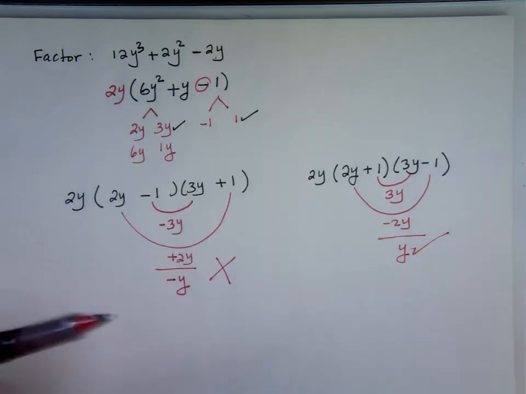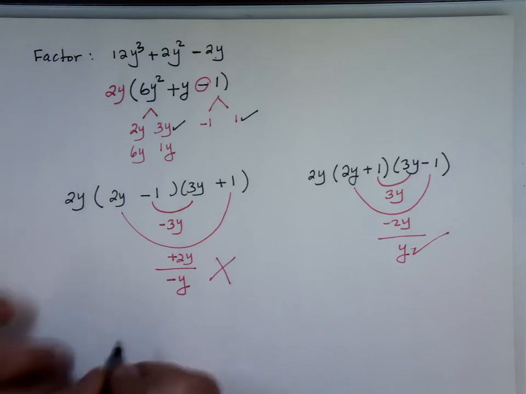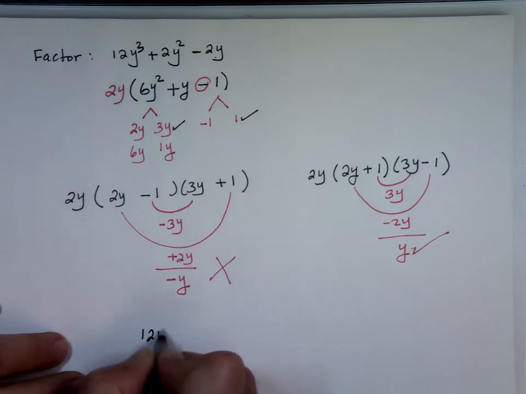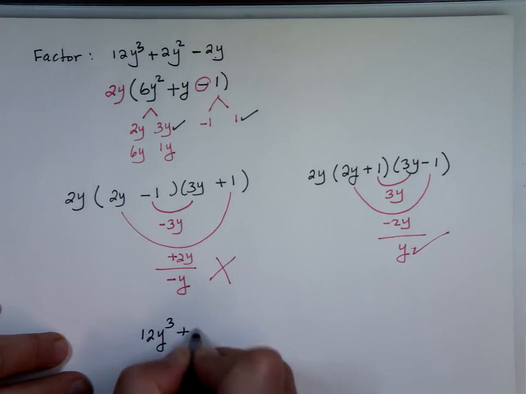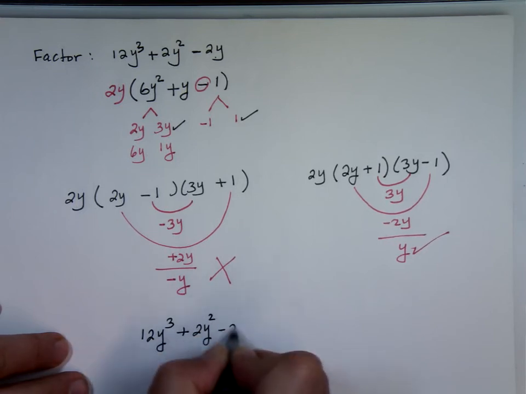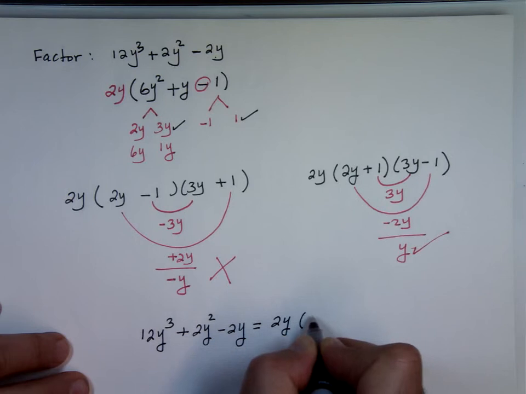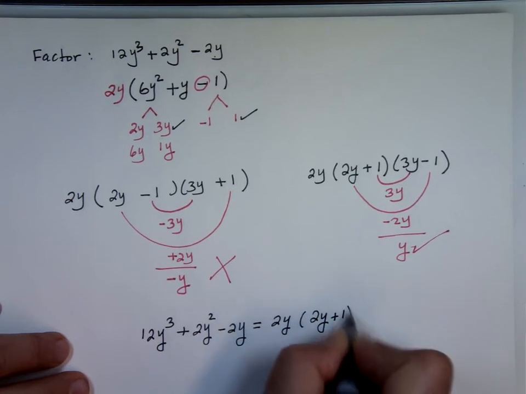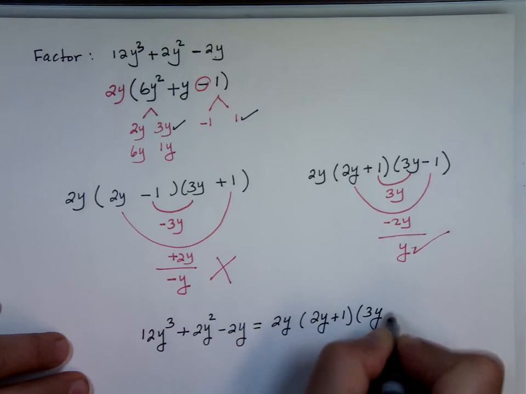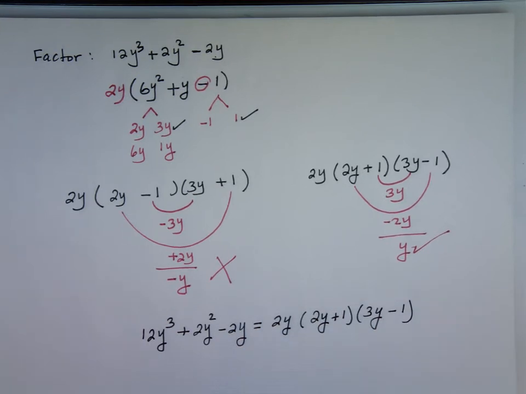So the correct factoring now for 12y to the third plus 2y squared minus 2y, if you factor it completely, it is 2y times 2y plus 1 times 3y minus 1. Let's take a few more examples, then we'll wrap it up there.